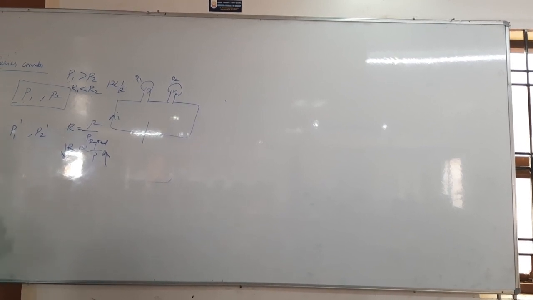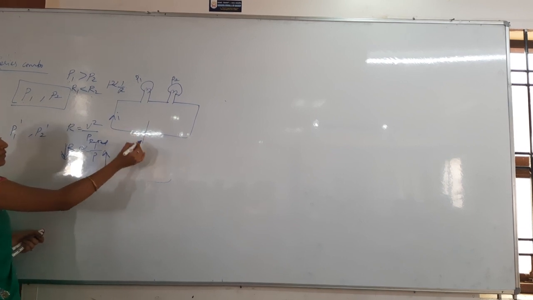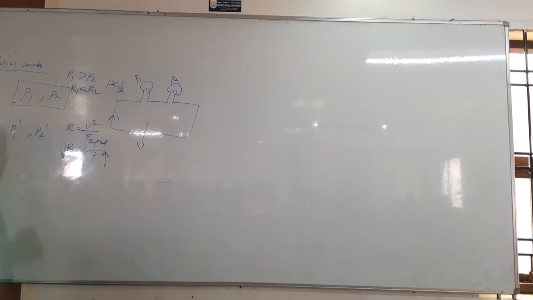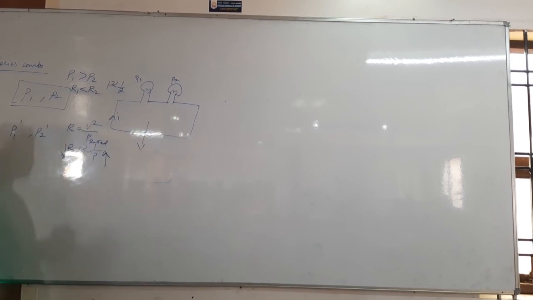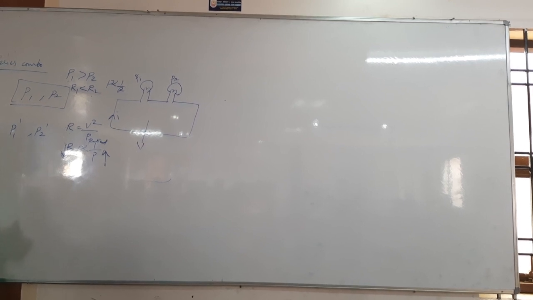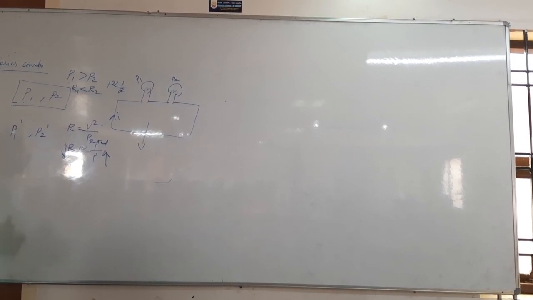Whenever we connect in series and apply a potential V, the power consumed by the first bulb and the second bulb will be different. Whichever bulb consumes more power will give more brightness. Clear? Now we will see P1 dash and P2 dash. In series combination, what will be the same? Current is the same. The power formula in terms of current and resistance is P is equal to I square into R.